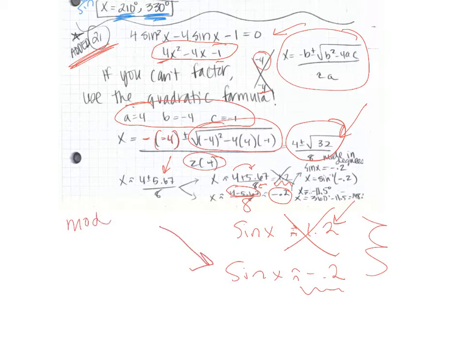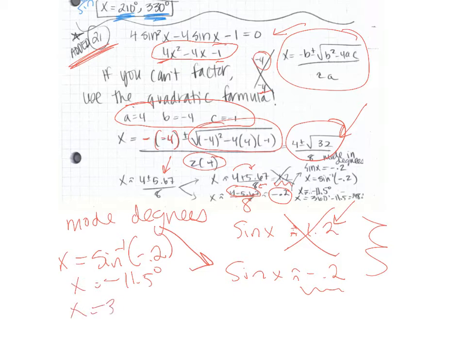Put your mode in degrees, and we're going to do sine negative first at -0.2, and when we do that, we get about -11.5. So we're going to say -11.5 degrees, and we'll also do 360 minus 11.5 degrees, which is 348.5.